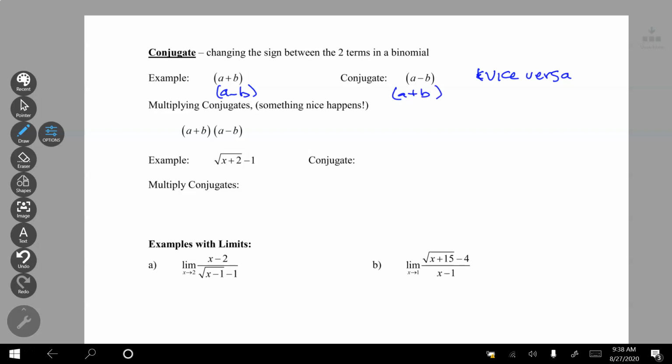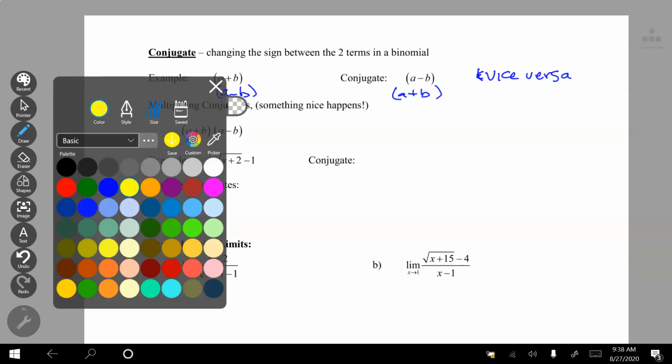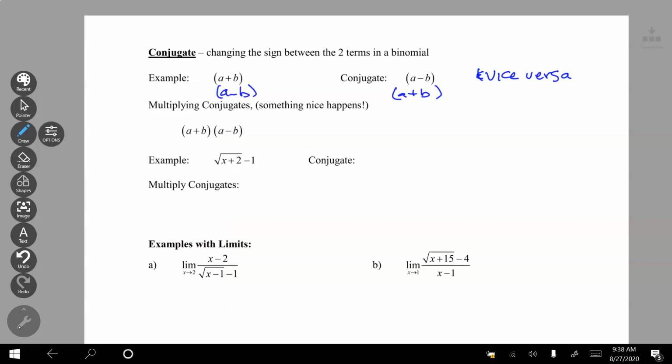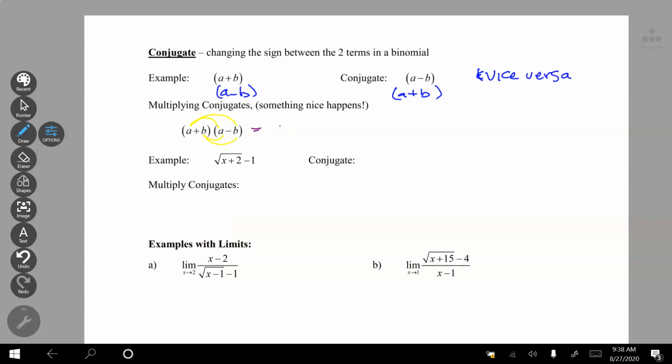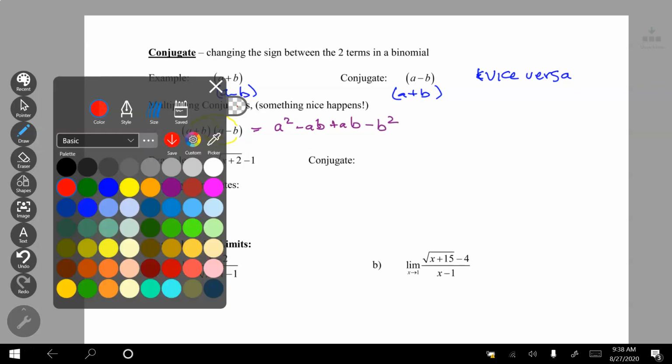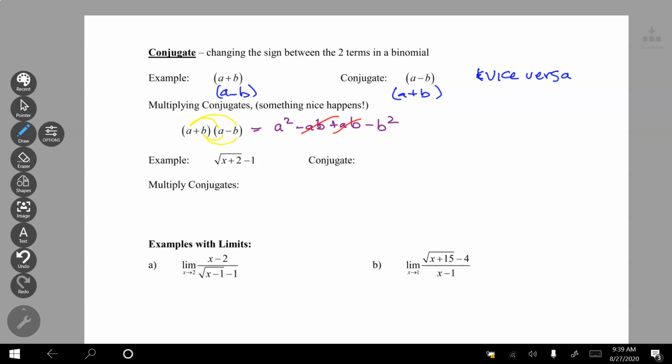Something happens when you multiply conjugates. If we go back to what you did in Algebra 1, you had a plus b times a minus b, and you do the first, outer, inner, last, this double distribution. Well, we get something that looks like a squared minus ab plus ab minus b squared. And we notice these cancel out. And what's left over? A squared minus b squared.